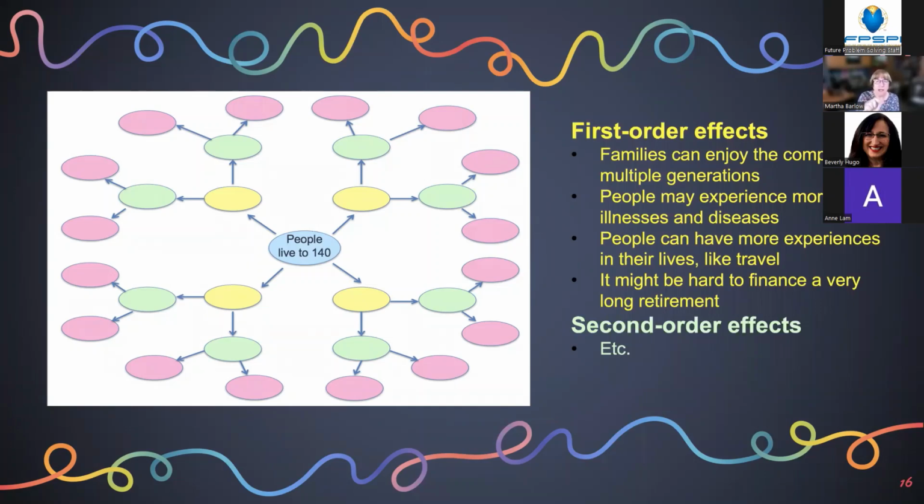And then you take each one and you go out to the green circles with a couple more ideas. So if people can have more experiences in their lives, like travel, okay, what might be some effects that could flow out of that? And then from each of those effects, go out to the pink squares. So you have really three levels here, trying to push out into the future.